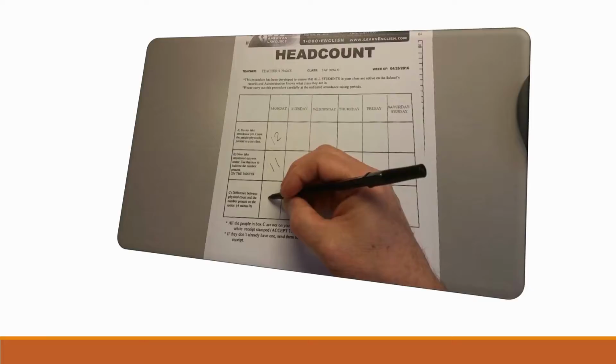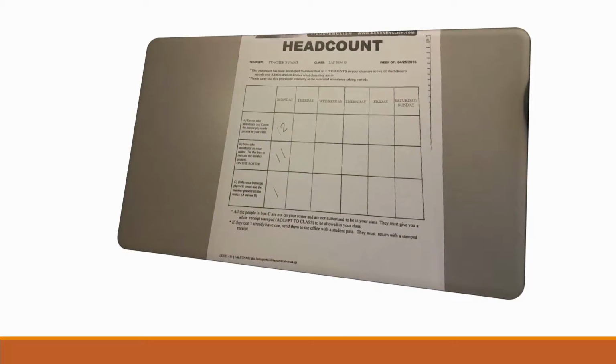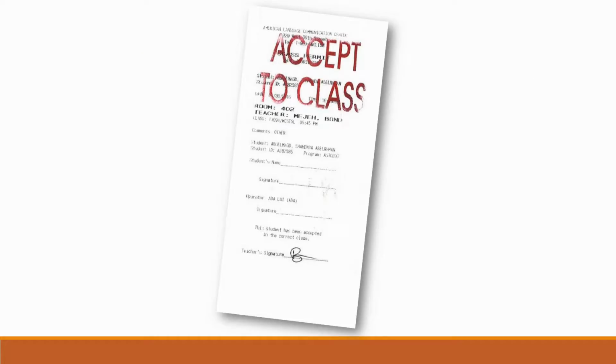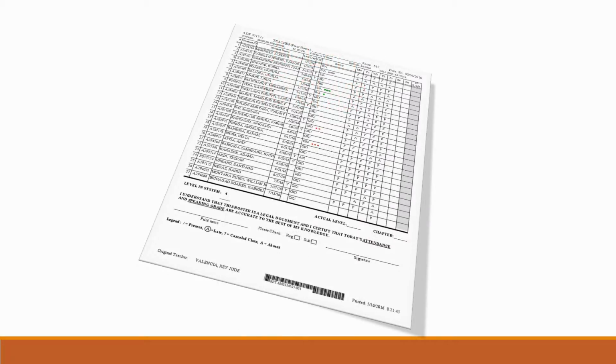Enter that difference in row C of your head count sheet and remember, a student cannot stay in class if his or her name is not on the roster. They must obtain an accept to class pass from the office immediately. It could be a new student joining your class for the first time or, in special situations, an old student. In either case, they must obtain an accept to class pass from the office. The roster is replaced every morning with a fresh computerized copy, containing the attendance from the day before.